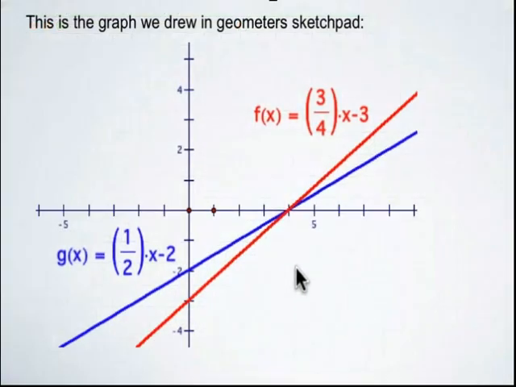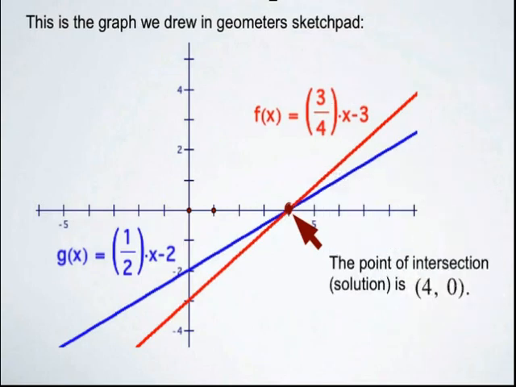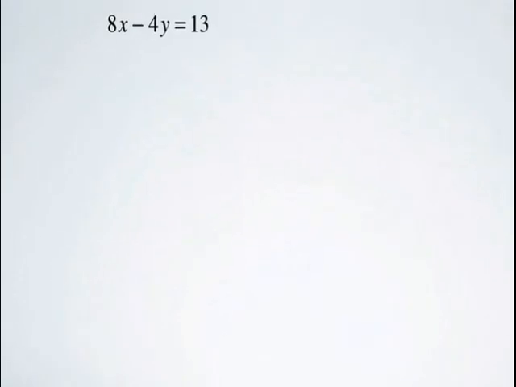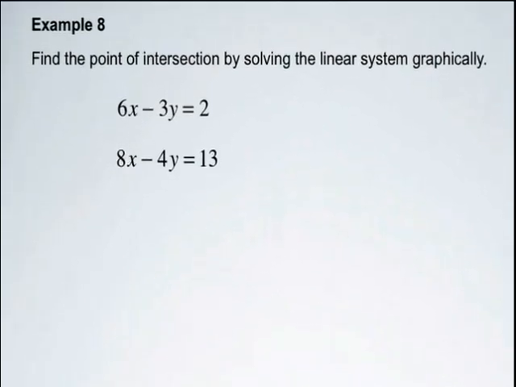And looking at it more closely in this diagram, you can see that the intersection point is where x is equal to 4 and y is equal to 0. So now what we're going to do is find the point of intersection of the linear system 6x minus 3y equals 2 and 8x minus 4y is equal to 13.